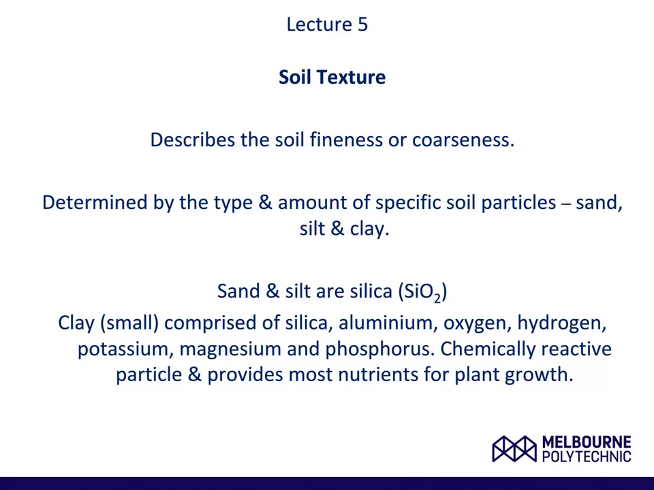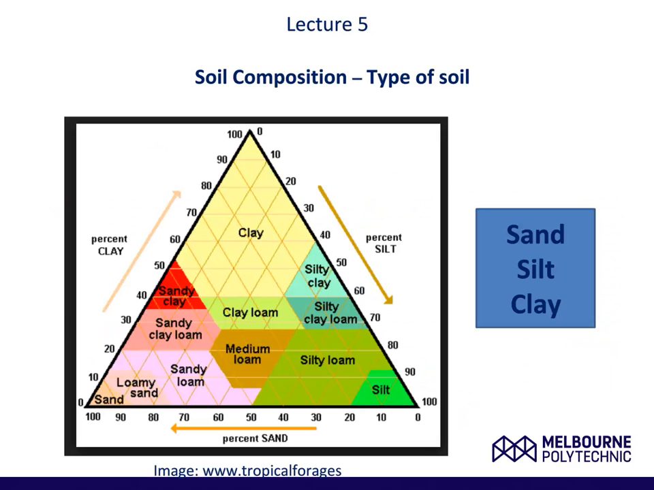It is a chemically reactive particle and provides most nutrients for plant growth. Agricultural soils tend to be a mix of sand, silt and clay. Principally, the soil is composed of sand, silt and clay.